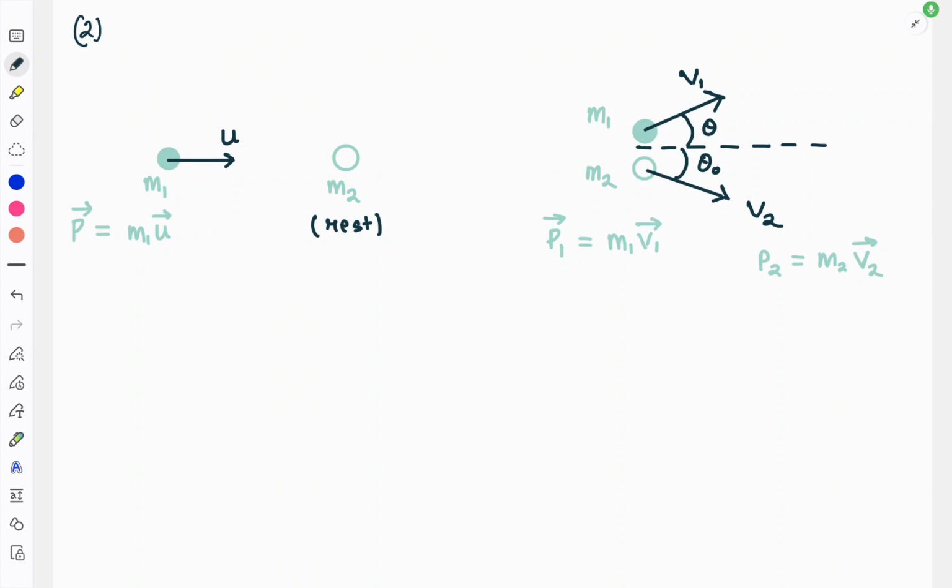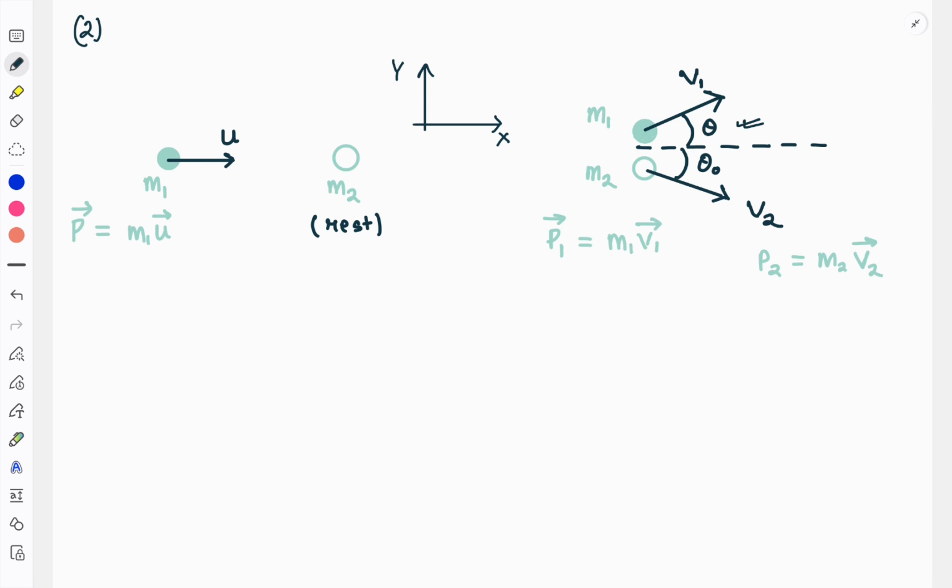A situation like this is given in the problem, and over here we are just drawing an x axis and a y axis. One particle is moving with speed u, the other particle is at rest, and then after collision they are moving in a way like this. This is the angle theta which is given in the problem, for which we have to calculate the maximum value of deviation, and we have another angle theta naught. Theta naught is not given in the problem, so I will introduce theta naught.